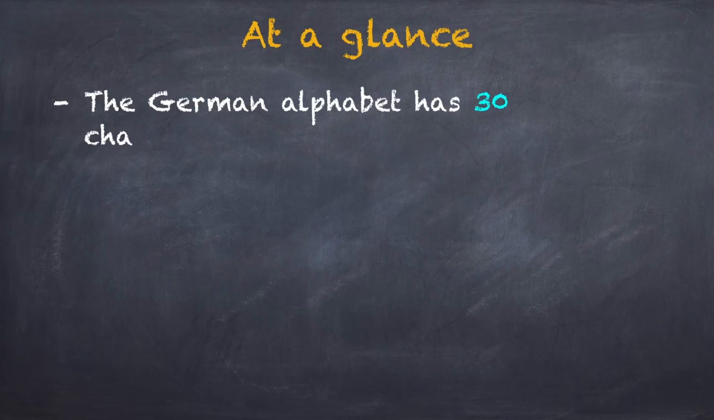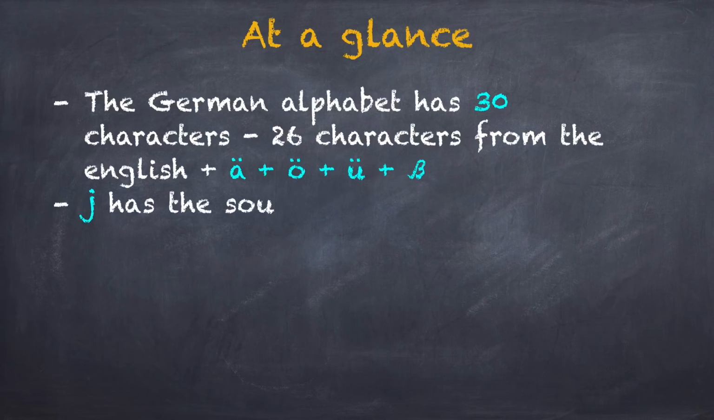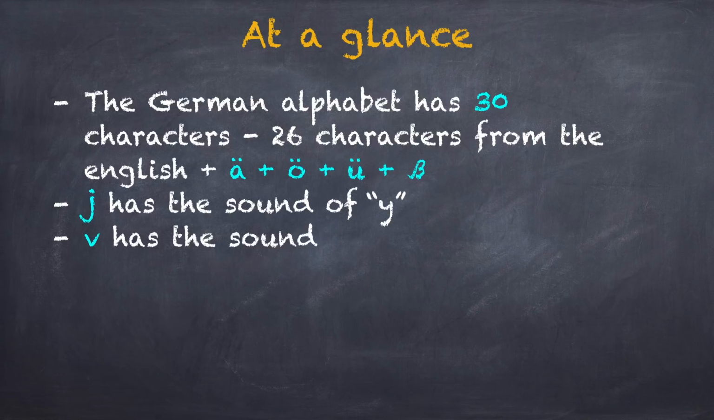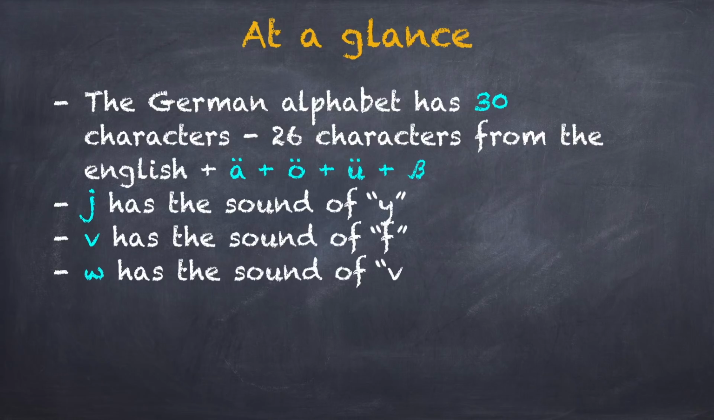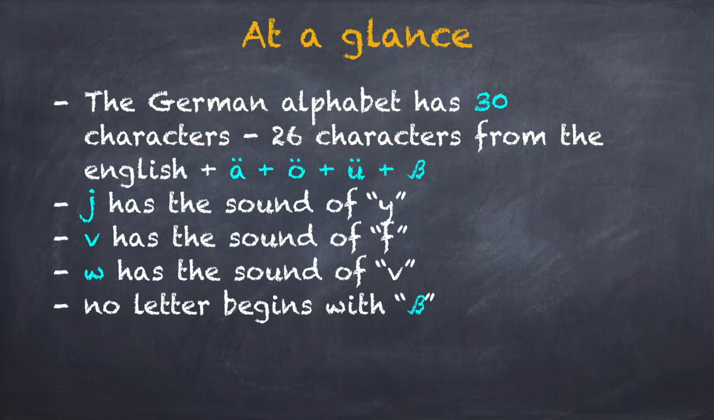And here are a few things to remember. The German alphabet has 30 characters, 26 characters from the English, plus Ä, Ö, Ü, and SZ. J has the sound of Y, V has the sound of F, W has the sound of V. No word begins with SZ.